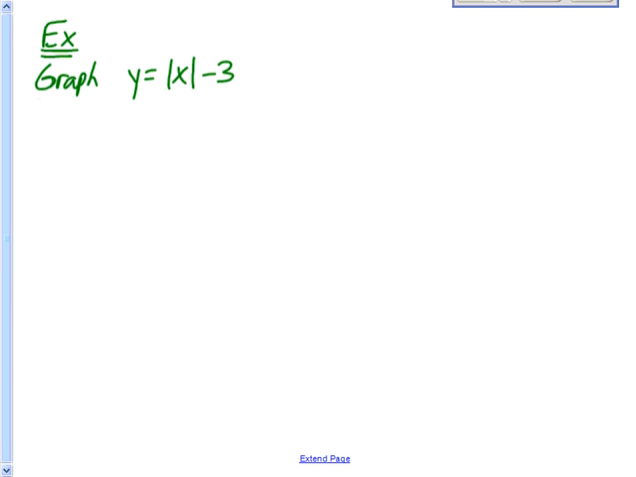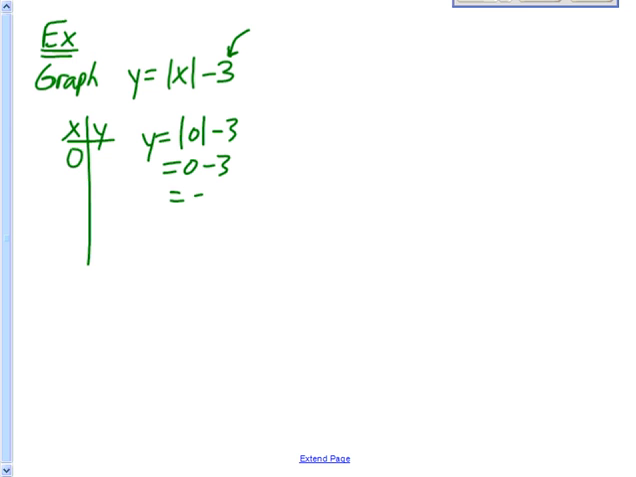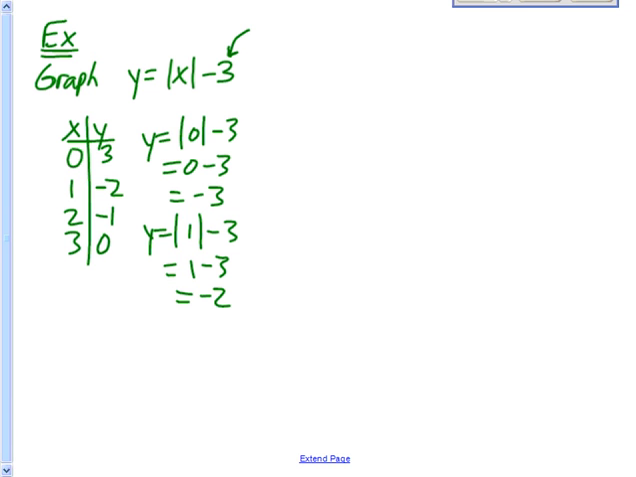graph right there. So for instance, this absolute value of x minus 3, the question is, what does that minus 3 do right there? Well, let's take a look at it. Let's plug some points in. Let's plug in 0. The absolute value of 0 is 0. 0 minus 3 is -3. Plug 1 in. Absolute value of 1 is 1. 1 minus 3 is -2. Plug in 2. Absolute value 2. 2 minus 3, -1. Absolute value 3. 3 minus 3 is 0.